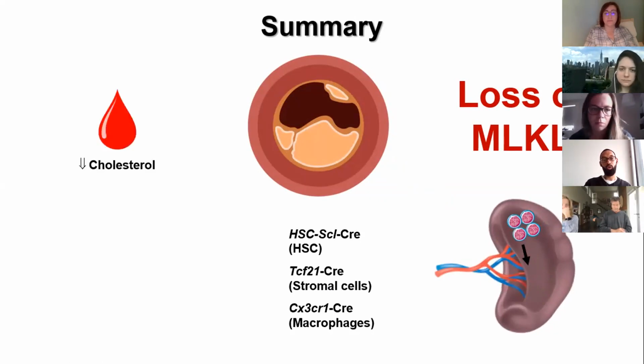And one other piece of data that we didn't show here today was that when we knock down MLKL, we see a systemic decrease in circulating cholesterol levels. So that might be related to the increase in cholesterol content in the plaque that we find after MLKL knockdown, which is related to the results that Katie shared. But in other models of excess hematopoiesis, there are reductions in circulating cholesterol that are observed.